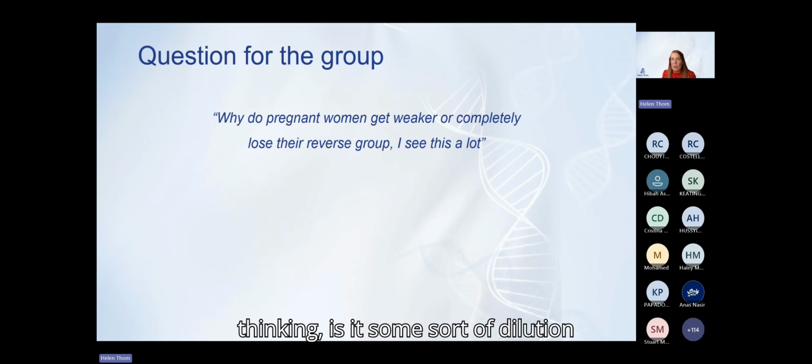I was almost thinking, is it some sort of dilution effect? Because I know you can get that with Lewis antibodies. But I haven't seen it ever with ABO. So it doesn't look like anybody else has either on this call. Elderly, yeah, I've seen it with the elderly, but I've never seen it with pregnant patients before. I did have a Google, the classic source of information. I didn't go on Wikipedia though. But it wasn't something that I had seen. So like I said, I just thought I'd bring it to the group.